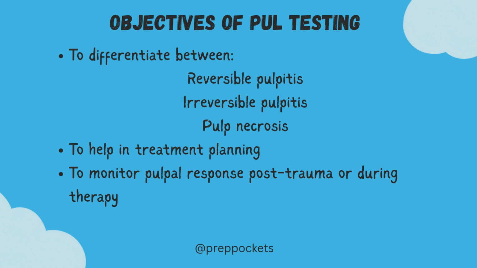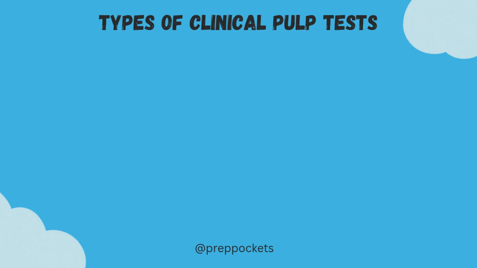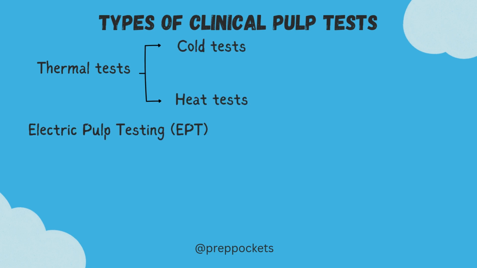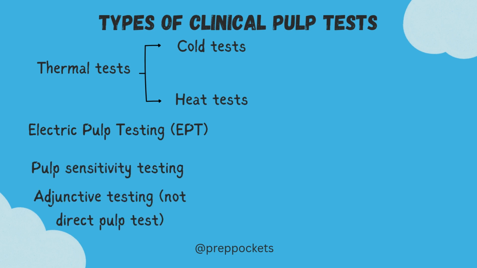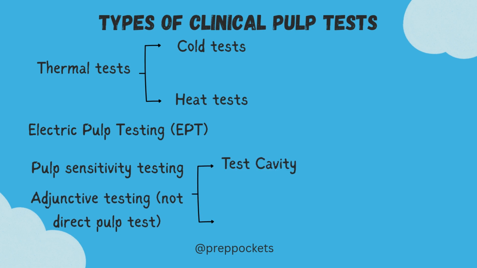It helps us answer critical questions before starting any endodontic treatment. Is the pulp alive or dead? Is it inflamed, and if so, is it reversible or irreversible? There are mainly two types of pulp tests. First is thermal test, which is further divided into cold testing and heat testing. Second is electric pulp testing, also called EPT. However, there are also pulp sensitivity and adjunctive tests, further divided into test cavity and selective anesthesia.